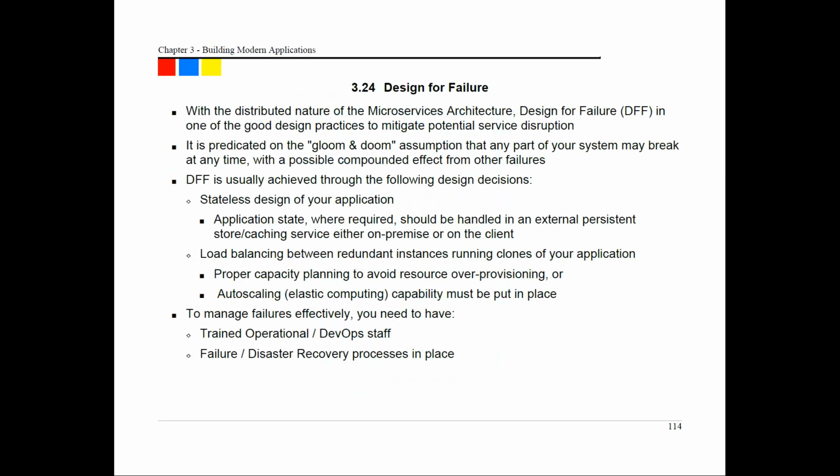Okay. Design for failure. Because of the distributed nature of microservices, we have to design for failure, because any sort of network activity has a chance of failure. And one of the hallmarks of networks, and mobile networks in particular, is that networks have interesting and quite often transient failure modes.